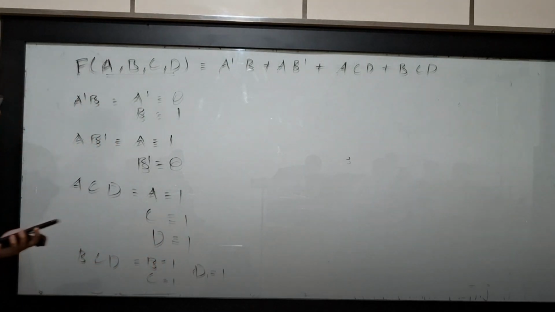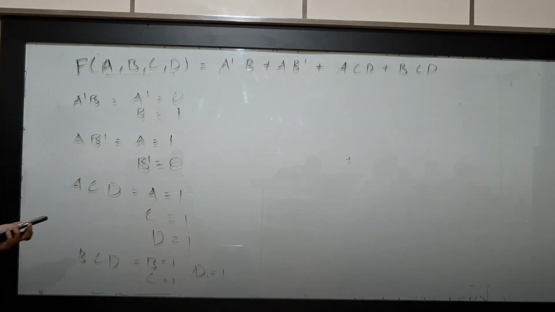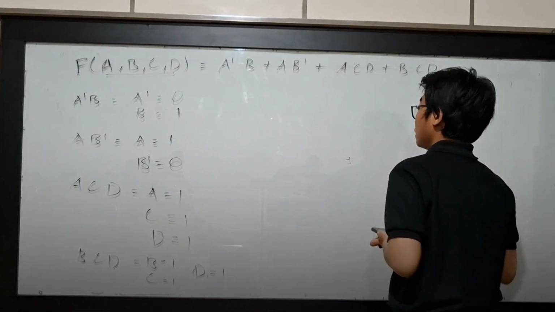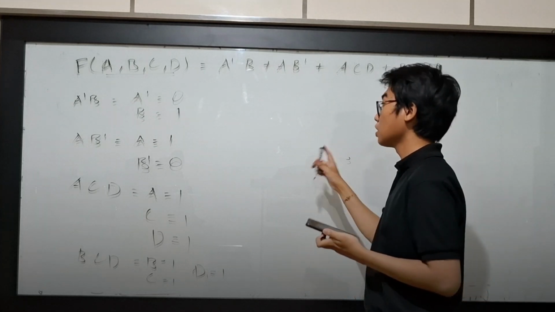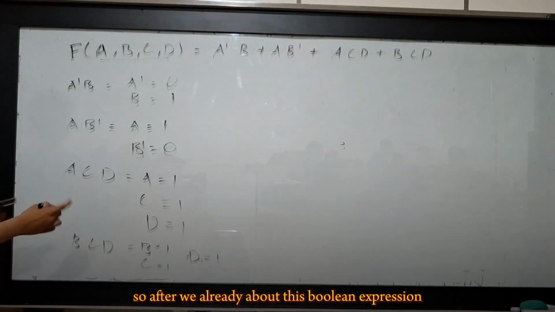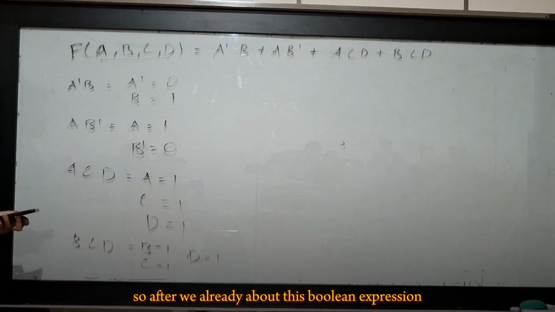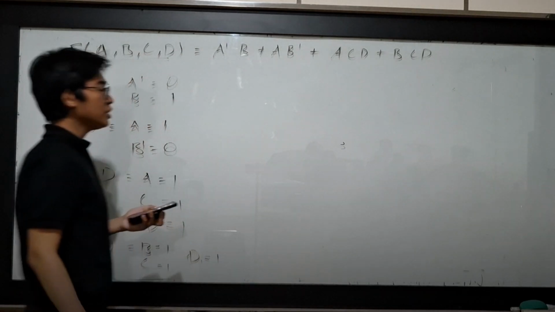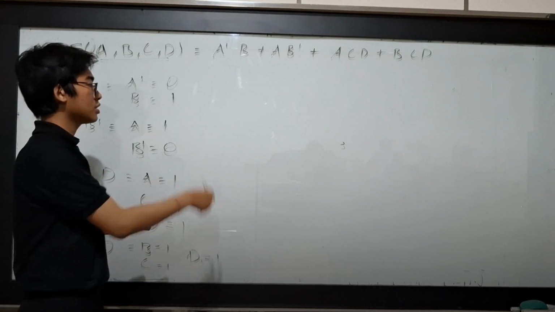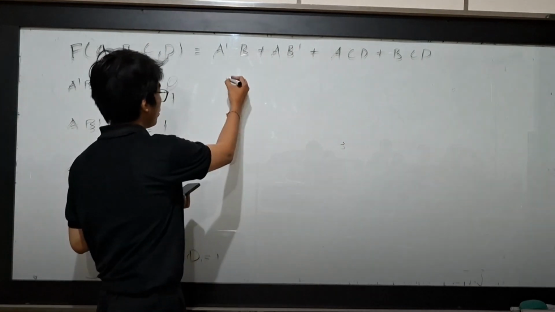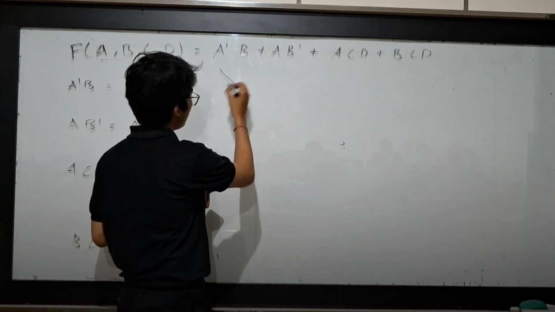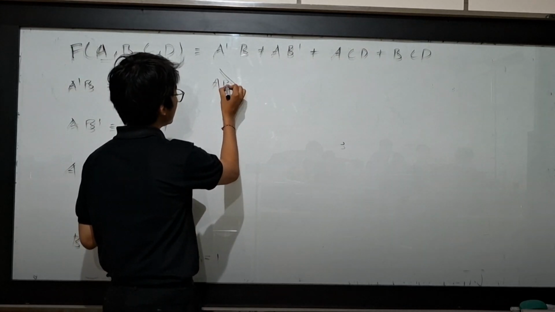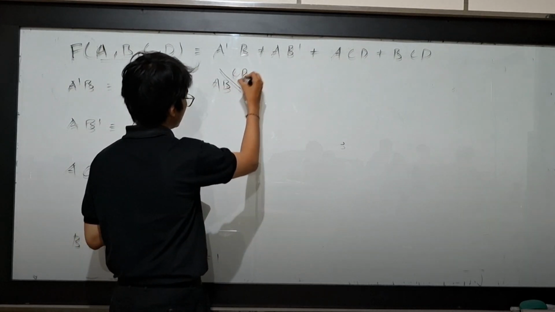So we already know the Boolean expression, and now we're going to make the K-map of this expression. Because we're using 4 variables for this problem, we're going to make 2 divisions. Division number 1 is A and B, and division number 2 is C and D.